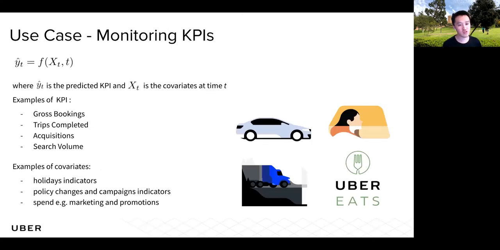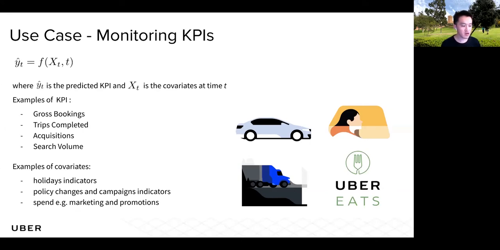So for the first use case, monitoring the KPIs, the idea is that we have KPIs on different products, from the riders and drivers app to Uber Freight for logistics, and also Uber Eats for food and grocery. So the idea here is that we want to monitor the health and the growth of the business through these KPIs. And also the KPIs could be different from market to market. For example, in early launch cities, you want to focus on growth and acquisitions, while in mature cities, you want to focus more on earnings and revenues.